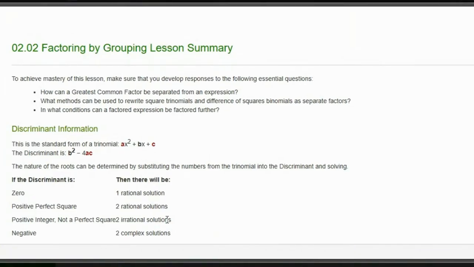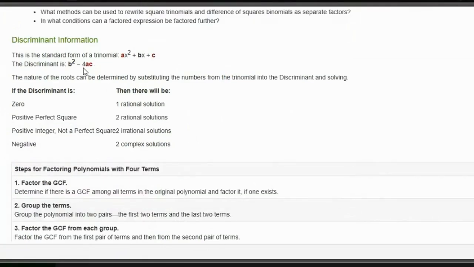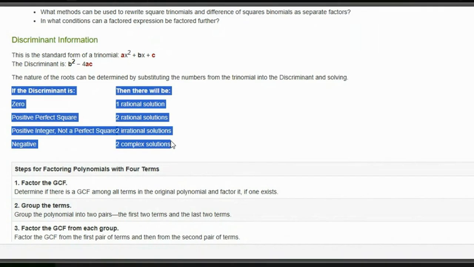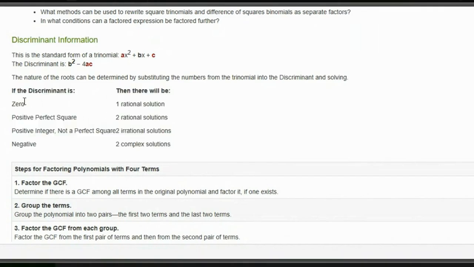Okay, here is the lesson summary for factoring by grouping. There are the questions we had at the beginning. First thing it goes through is the discriminant. When you have ax squared plus bx plus c, the discriminant is b squared minus 4ac. And here are the 4 situations: if the discriminant is 0, perfect square, positive integer, not a perfect square, or a negative number.